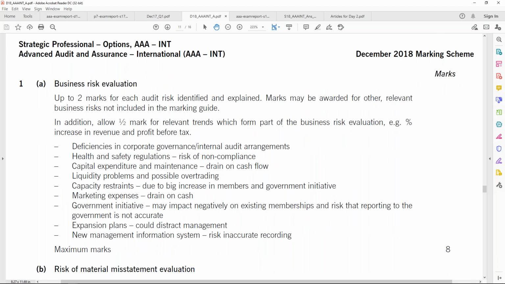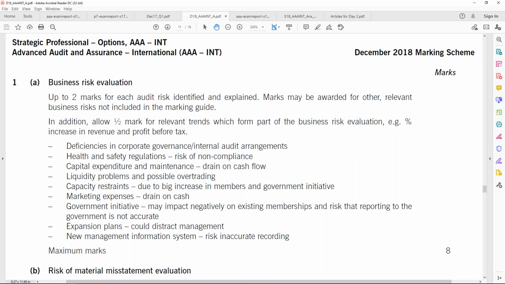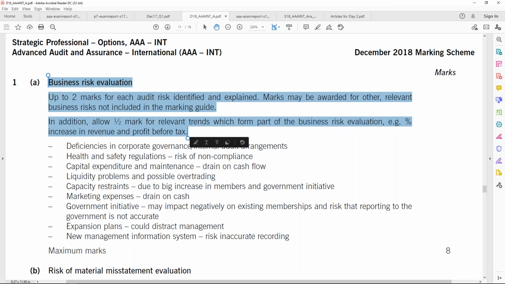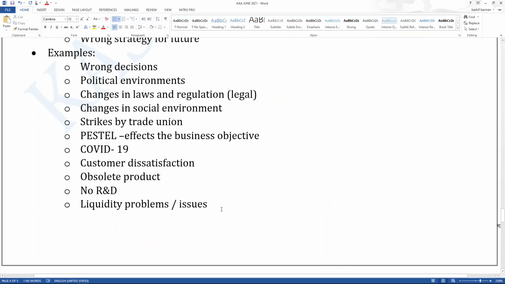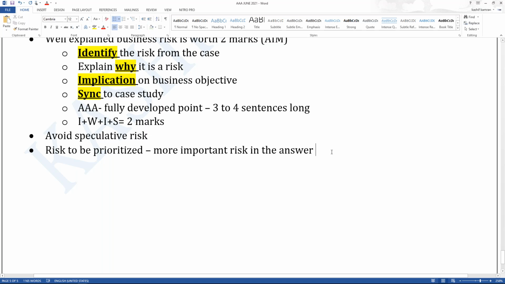This is the December 18 answer, page number 11. On page number 11 of the December 18 answers, there is a marking scheme for business risk, which is the most recent marking scheme, which you should use for exam papers. Now let's see what the marking scheme is. I'm just copying it from here, Control C, and I'm taking this marking scheme into my Word file for illustration before I start solving the past paper. So the marking scheme which you should be using is the one given on page 11 of the December 18 answers, right?